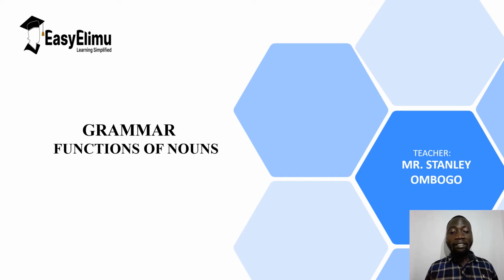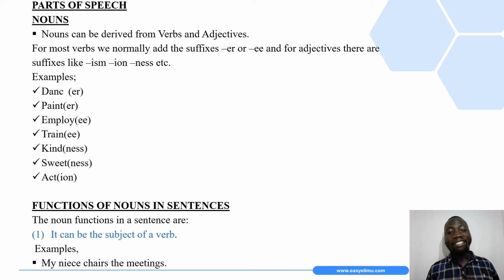And in this session, our topic is grammar. And under grammar, we want to look at functions of nouns in sentences. So remember, we have eight parts of speech, and noun is among the eight parts of speech that we have. Nouns are naming words. That means that they are words or names given to people, places, animals, and things.